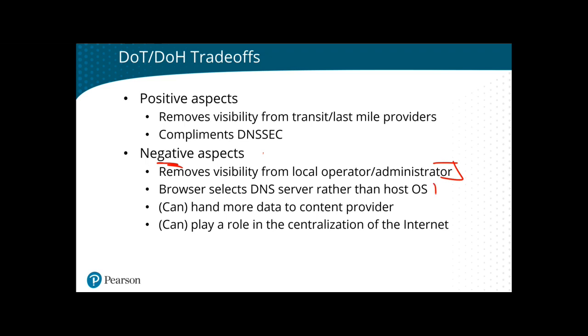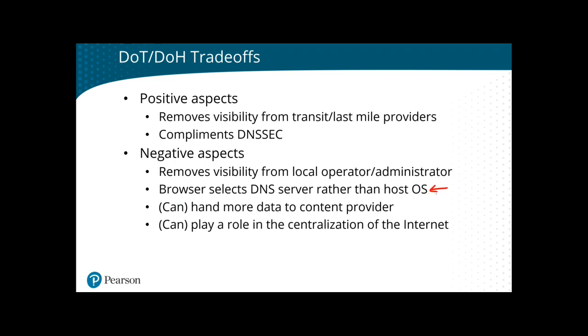A second thing is that the browser selects the DNS server rather than the OS. So if your host is assigned an IP address and a recursive server via DHCP or manual configuration, and your browser is doing DOH, then whatever is set in the host is not what's used. What's used is what's in the browser. So you have to go find that other place for setting the recursive server and make sure it's set the way you want it to.